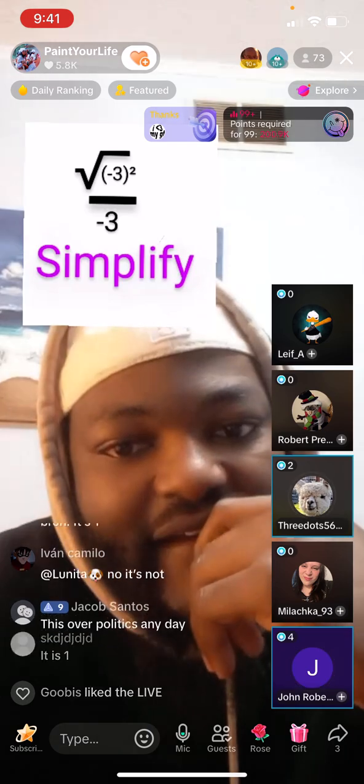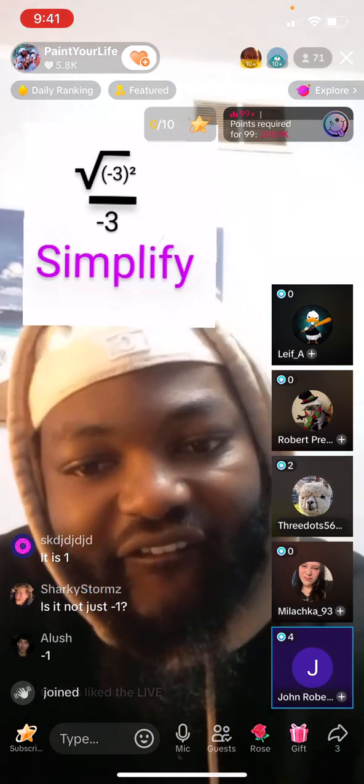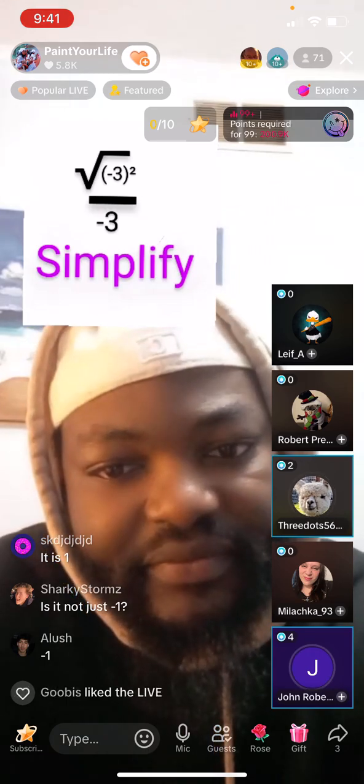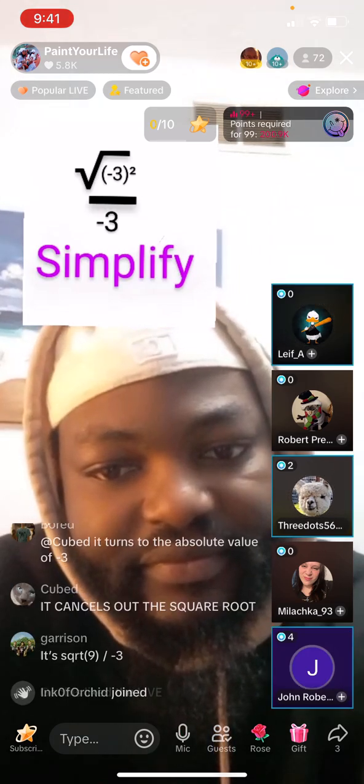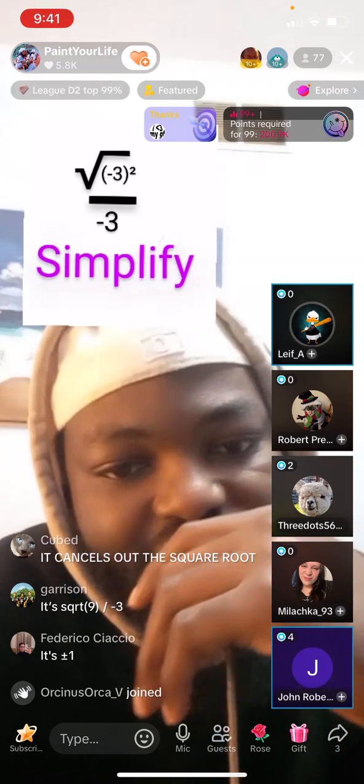Would it be negative? I don't think it's imaginary whatsoever. There's no imaginary here. Wait, John Roberts, can you explain something to me? Because I plugged it into Desmos, and you are right.